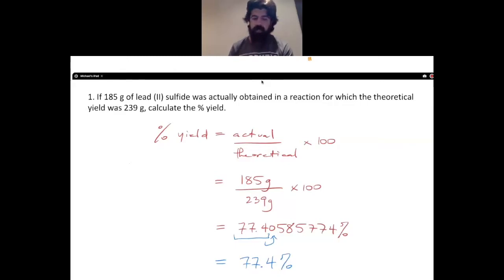But anyhow, we've got the 185 grams divided by 239 grams multiplied by 100, and we get a full value of this. We have 3 significant digits in our question, so we want 3 significant digits in our answer. So the answer works out to 77.4% yield.